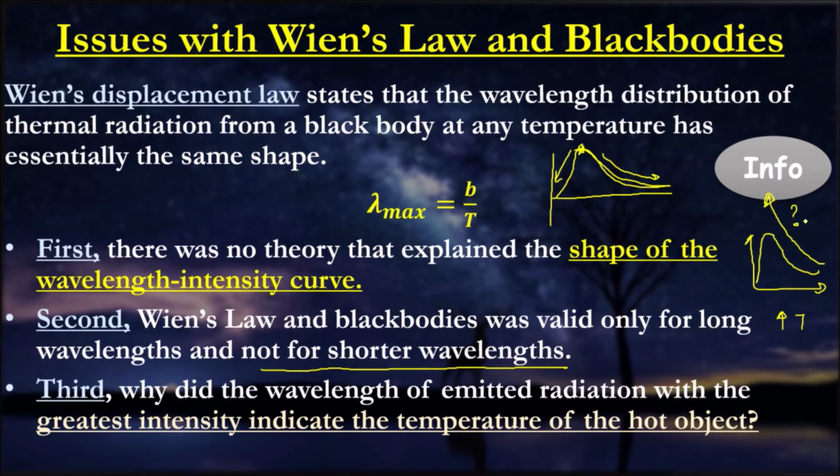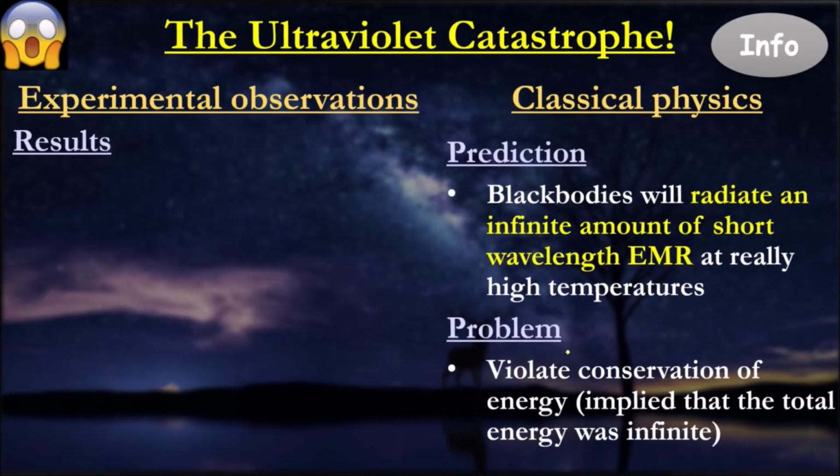Well, clearly it can't, because that breaks the law of conservation of energy, but why does it come back down so sharply? And third, why did the wavelength of the emitted radiation with the greatest intensity indicate the temperature of the hot body? So what's the relationship between intensity of the emitted radiation and the temperature? There wasn't really much we could understand at that point using classical physics.